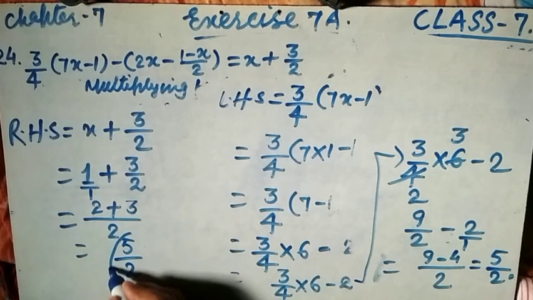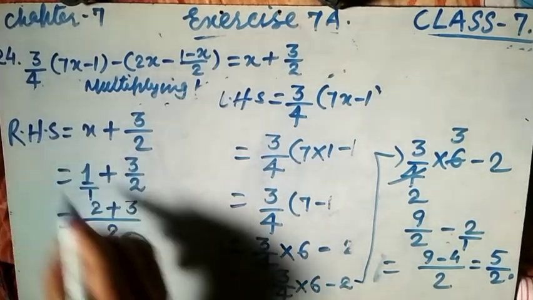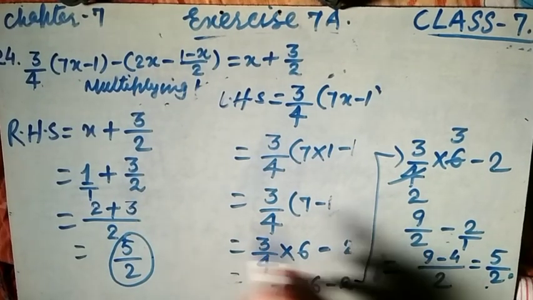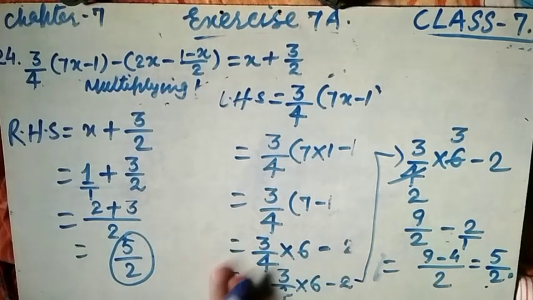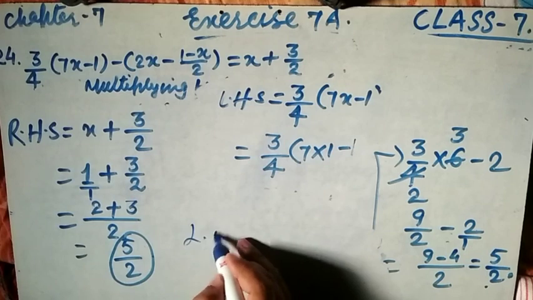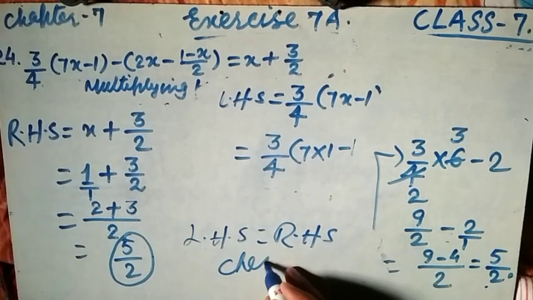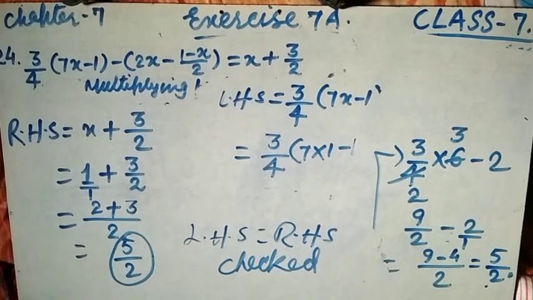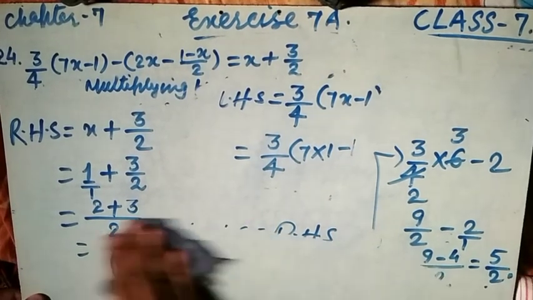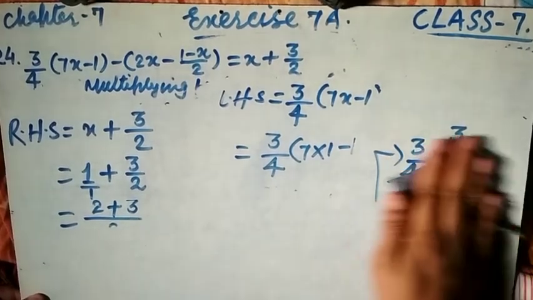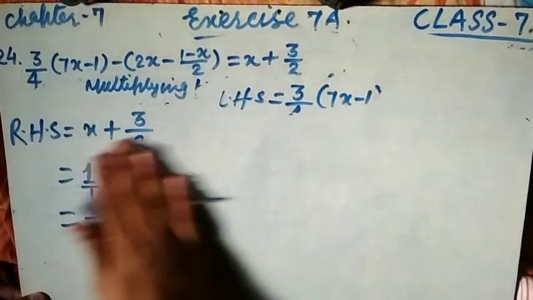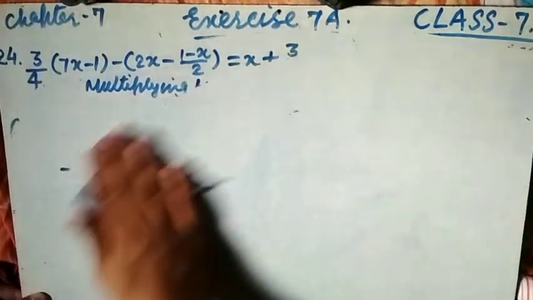So here have a look friends, this is the right hand side, RHS, and this is the left hand side, LHS. Hence we can say LHS is equal to RHS, checked. I hope you will be clear. It's a very simple question. First find the value of the variable, means x, then place the value of x in the left hand side and right hand side for checking.